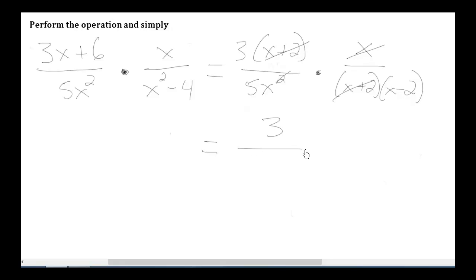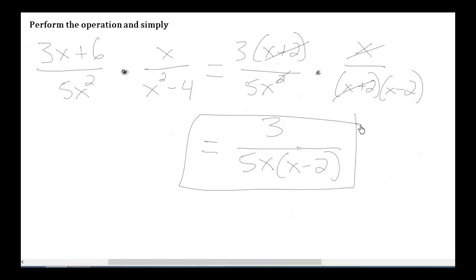What's in the bottom? I still have a 5 and an x and an x minus 2. And we got it. And there's no magic teleporter, so whatever's stuck on the bottom is stuck on the bottom. You can't bring stuff up by magic. What is in the bottom stays in the bottom. Anything left to cancel out? Nope. We got ourselves our final answer.